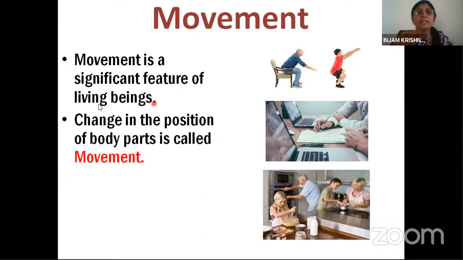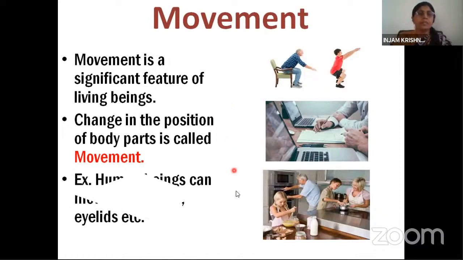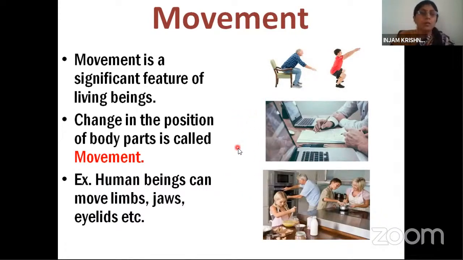Movement is a significant feature of living beings. All of us know it is a significant feature of living beings. Even plants are able to move without changing their location or position. Yes, in this chapter, we are limited to human beings only, not all animals or the animal kingdom. We are just talking about human beings.